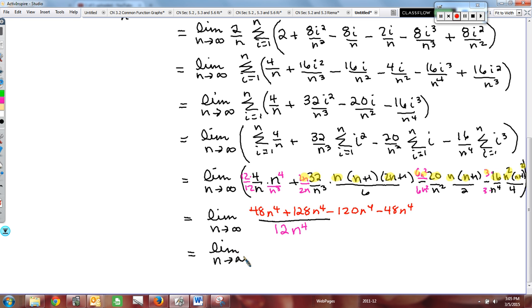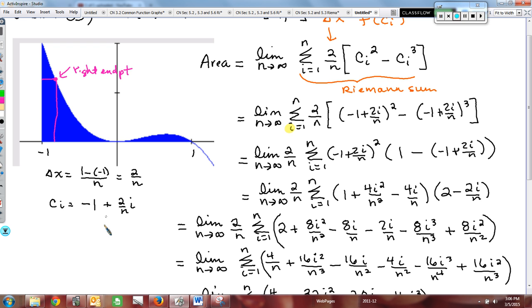So the limit as n goes to infinity, then I combine all of these together and some nice cancellation happens. These are gone. 128 minus 8. We basically get 8n to the fourth over 12n to the fourth. Remove the infinity over infinity indeterminate form, and then we simplify. Our limit is going to be 8/12 or 2/3. Okay, and so the exact area under this curve is going to be 2/3.